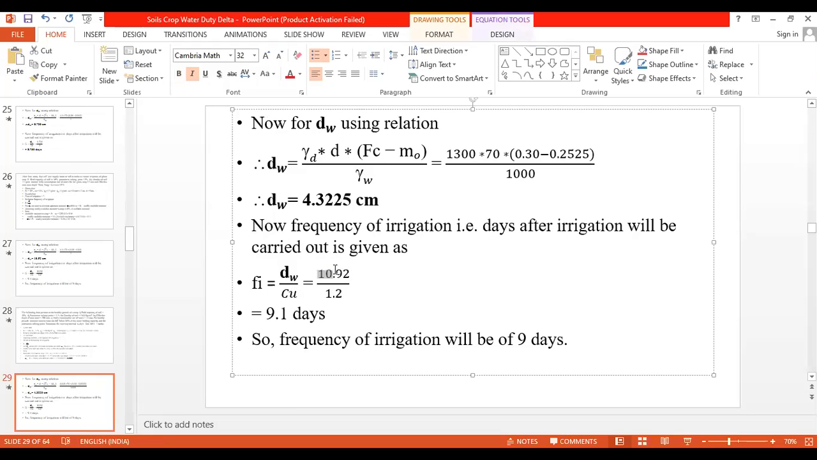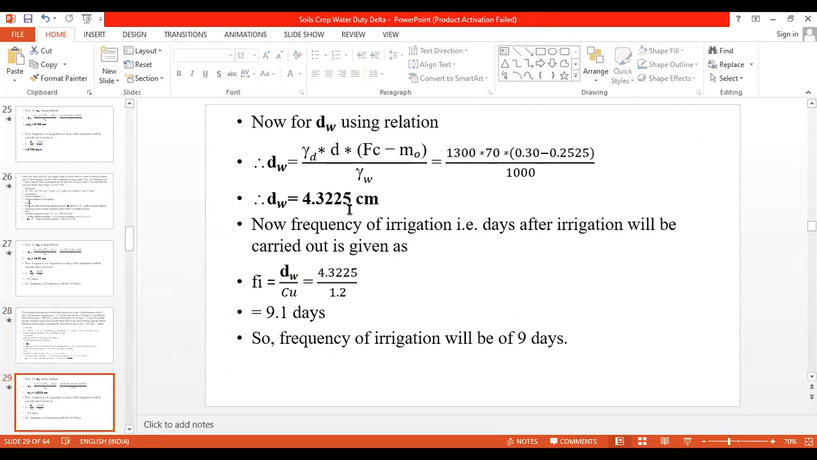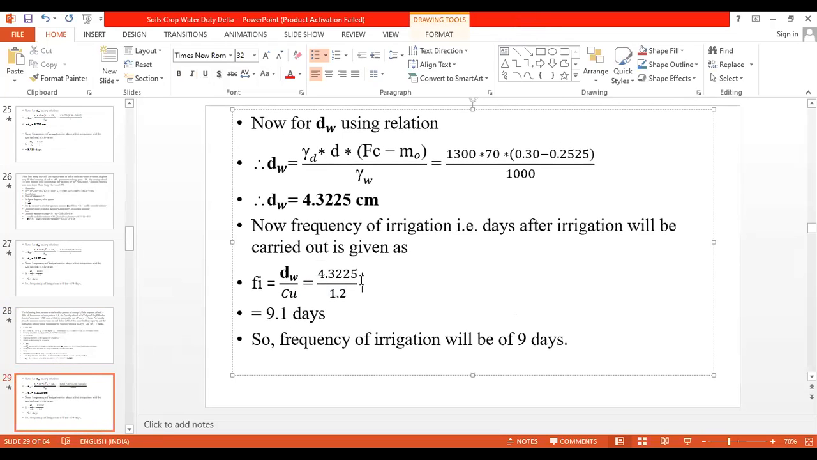The dW we have calculated is 4.3225, upon the consumptive use, which they have given us as 1.2 only. That is the same as in the previous example. So the ratio, divided by 1.2, gives us a magnitude of 3.6 days, isn't it? Okay, 3.6 days is the answer we got here.